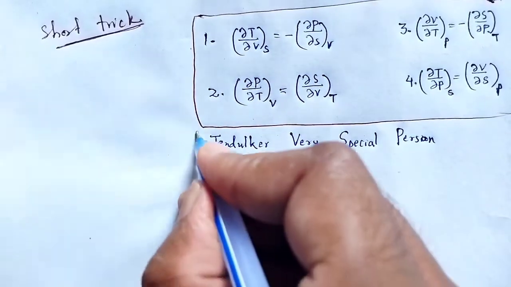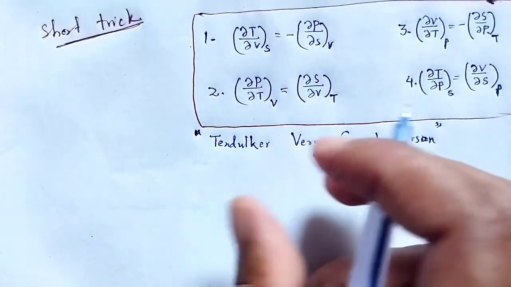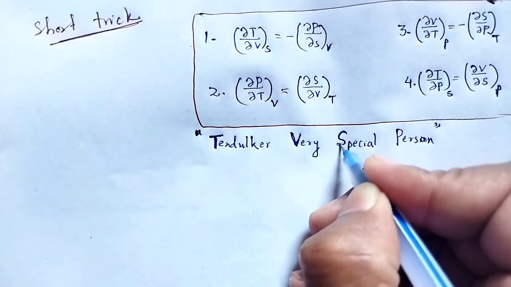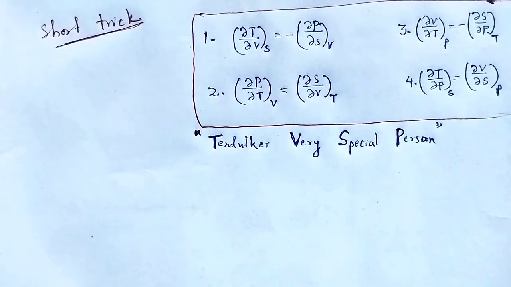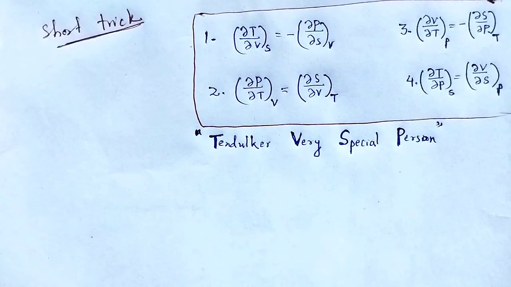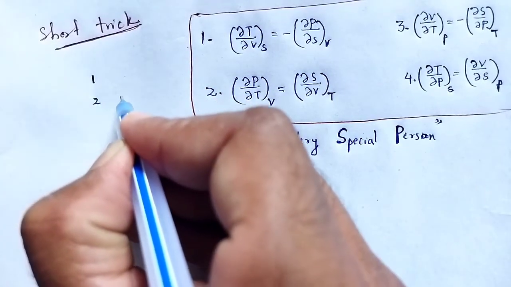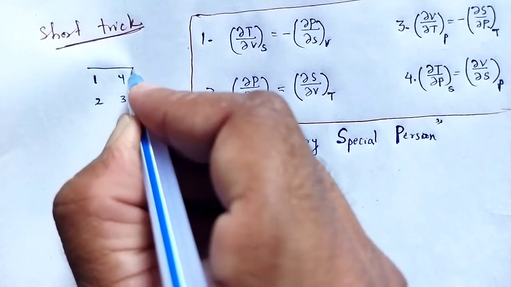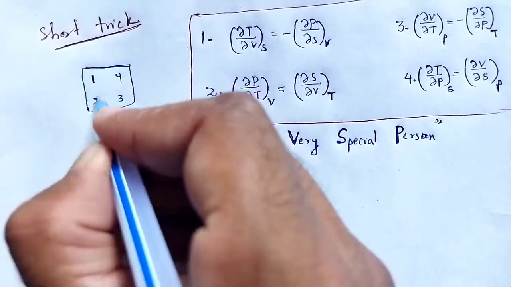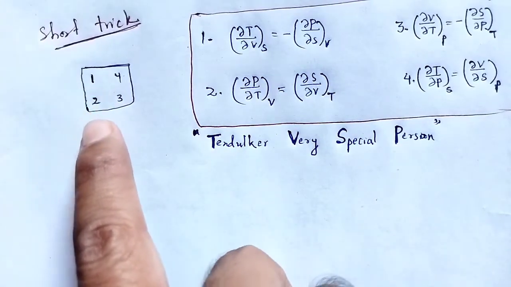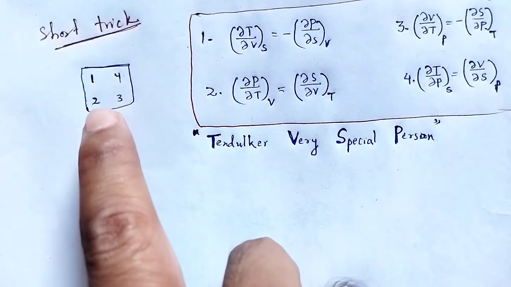Tendulkar, very special person. The first letters of the words are T for Tendulkar, V for very, S for special, P for person. These four words are arranged in the manner 1, 2, 3, 4, meaning first T started here: T, V, S, P, and again T started here.